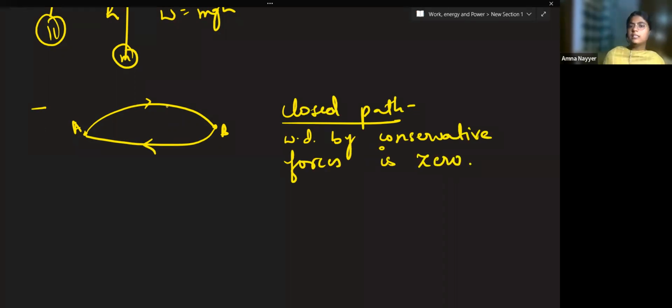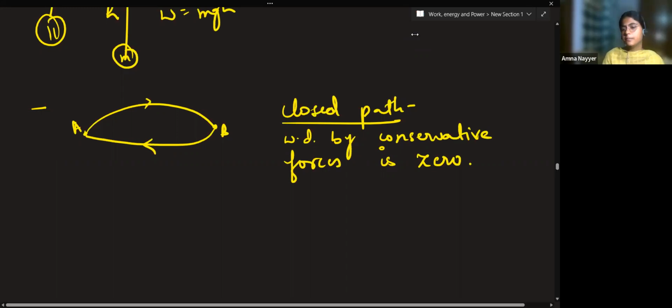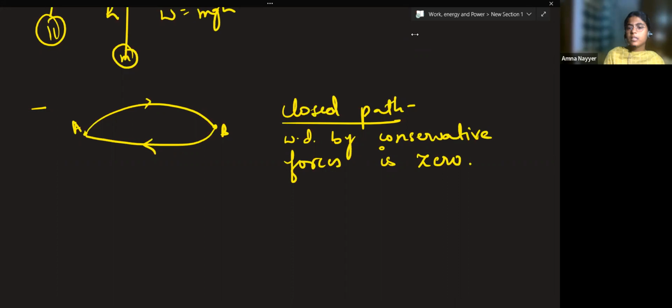Anyone? Can anyone answer? Why is the work done 0 in closed path? Any idea? Think about the formula. Why work done will be 0 in this case? What is the displacement if initial and final point both are same? 0. 0.